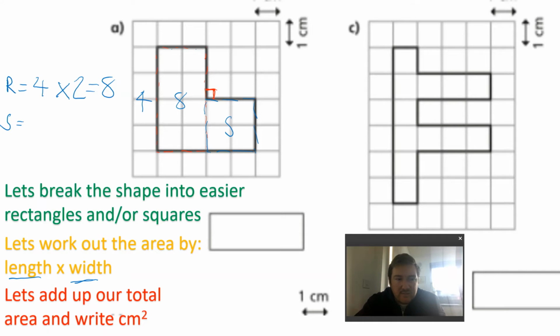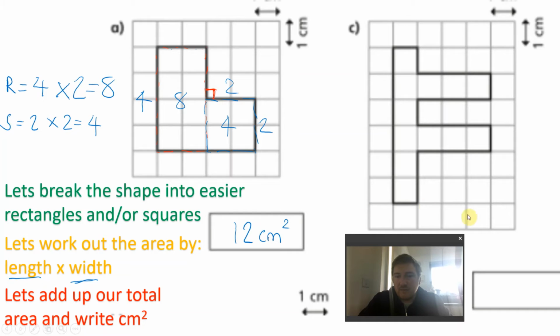Now we want to work out the square. So again, using the same method, length times width, my square is 2 centimeters tall, and it's 2 centimeters wide. So 2 times 2 equals 4. Okay, am I all done? Now I've got my third step. Let's add up our total area and write centimeters squared. 8 add 4 equals 12 centimeters squared.